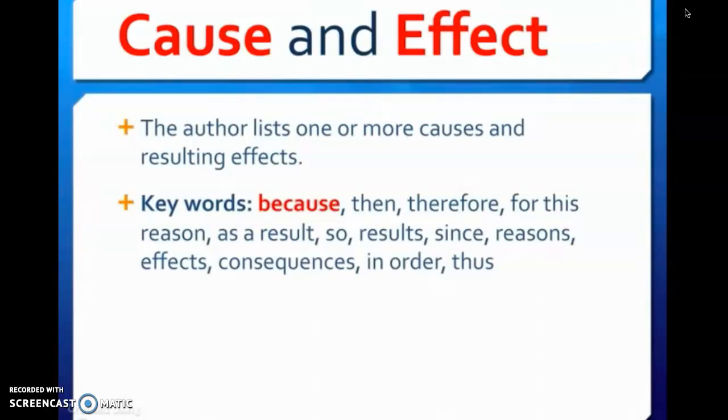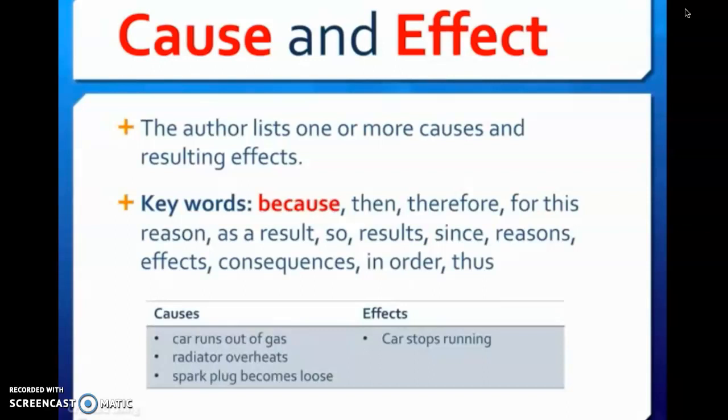Because all of these are dealing with what happened before or what happened as a result of after, the cause and the effect. Here's an example. So let's say you have these causes. Your car runs out of gas, your radiator overheats, your spark plug becomes loose. All of these are things that could happen, and the result would be your car stops running, the effect. So here you have various causes, and then you have one key effect. Sometimes you could have one cause and several effects, or sometimes the information might be focusing on just the causes.